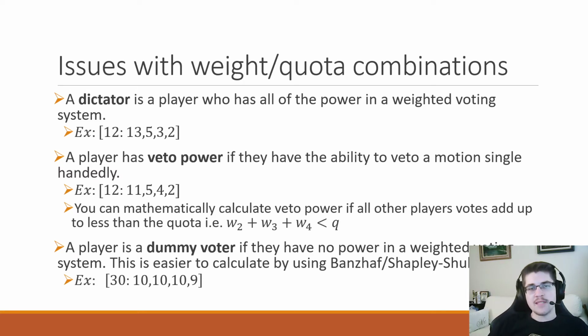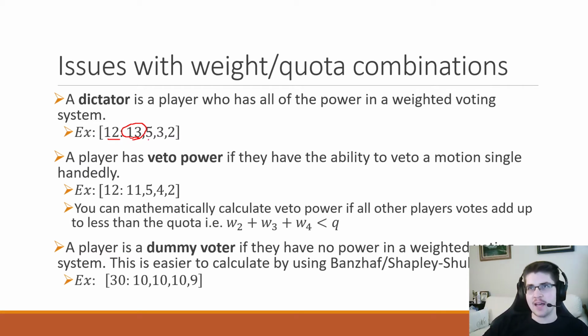We refer to a dictator as an all-powerful player in the system, basically a person who is in complete control of the weighted voting system. You can tell this mathematically if a player has a weight which exceeds or is equal to the quota. Looking at this example, player 1 has 13 votes, but the quota is set to be 12. So you can imagine that if player 1 says yes or forms their own coalition, they're going to pass the motion by themselves without the need of anyone else.